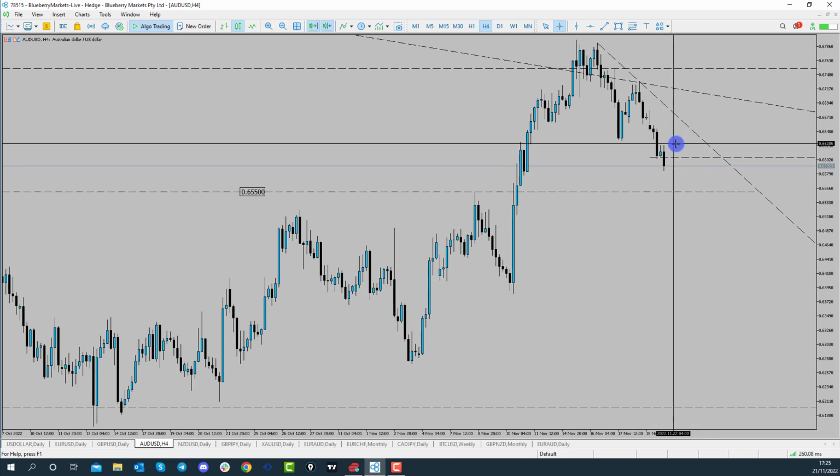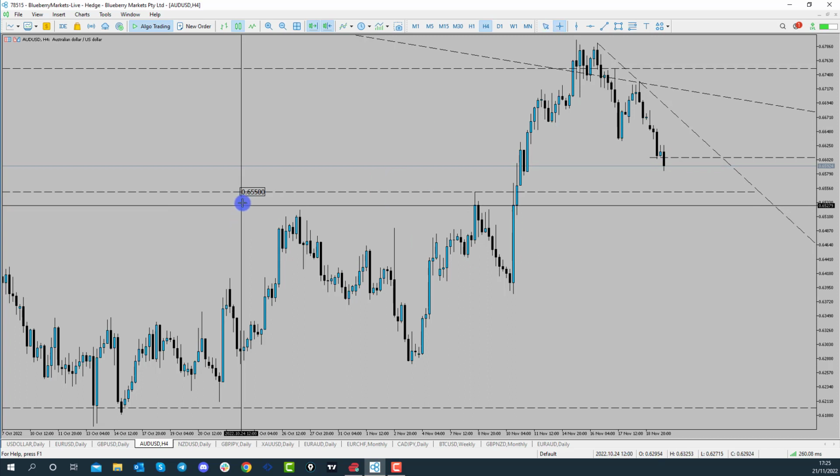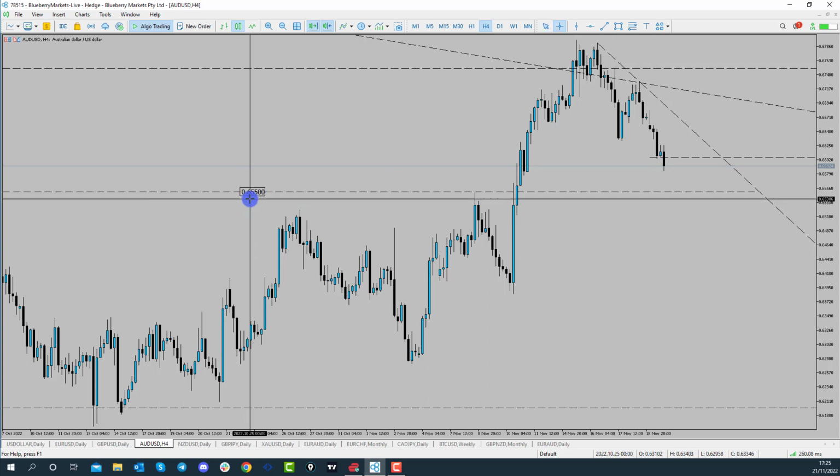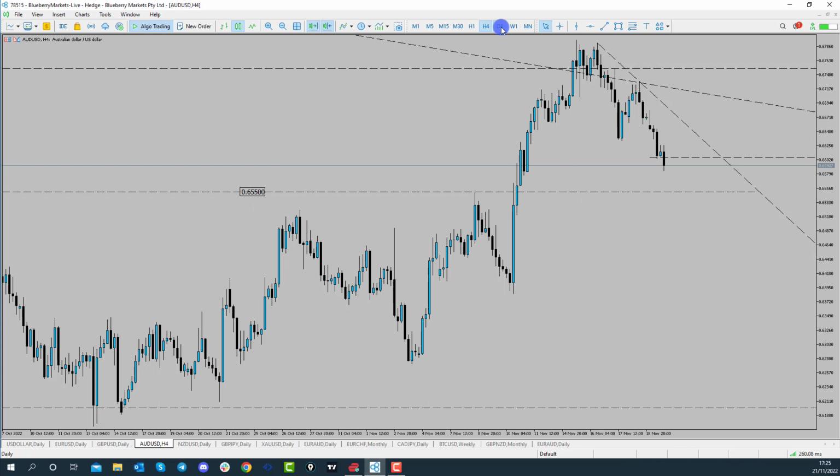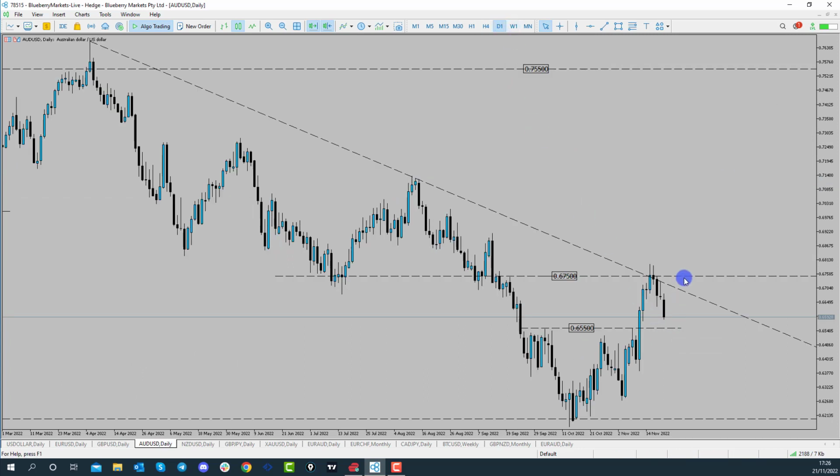If you didn't want to look for the short opportunity, wait for price to come back to the 0.6550 handle. There we could see this daily trend continue from that point.